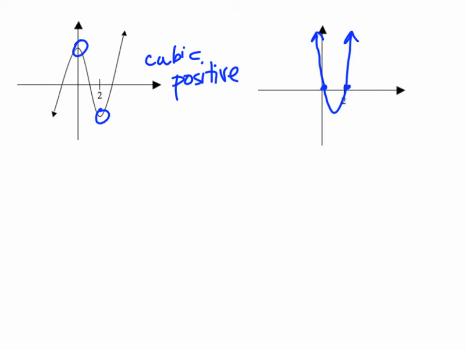Here I have a cubic positive graph, and I notice cusps at x equals 0 and at x equals 2. A cubic graph becomes a parabola, and I need to have the same zeros at x equals 0 and x equals 2. So my parabola, since it was cubic positive, my parabola becomes x squared positive.